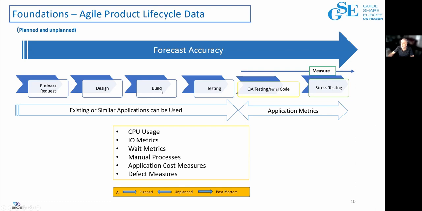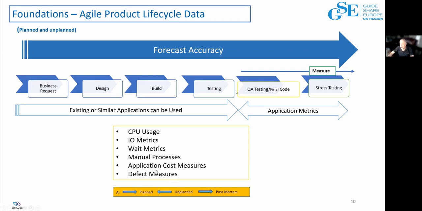They would build it, and then you start testing, and at this point you really start to understand how big it is, but it's not until you get into final code and then finally stress testing. Stress testing means making it look like production peak, where you can actually measure it and input that into your forecast. Any questions on this?